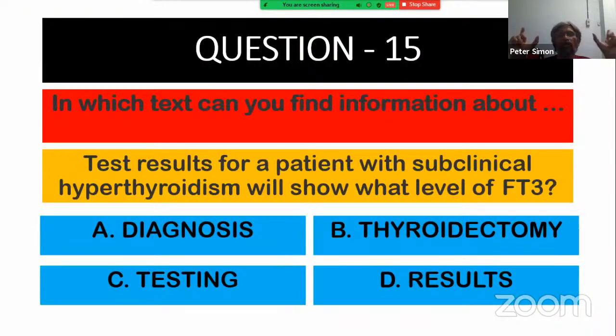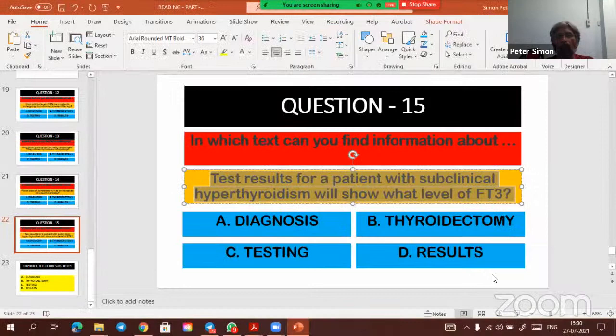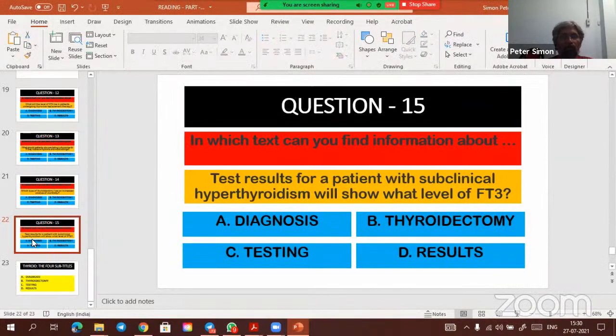Yes. Now see here: test results for a patient with subclinical hyperthyroidism will show what level of FT3? Level, test results. So which is the most important word that will take you to paragraph A, B, C, or D? Afterwards, you find the answer. If you can identify which paragraph it is, it is very easy for you to go. You will save your time. Okay. Learn the synonyms, learn the meanings. Next.